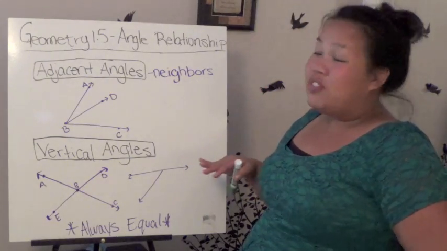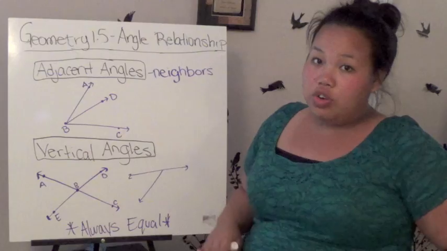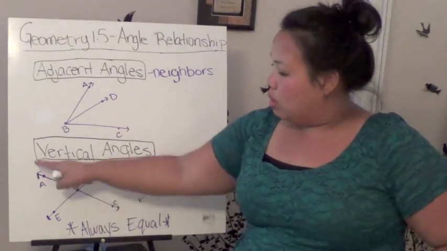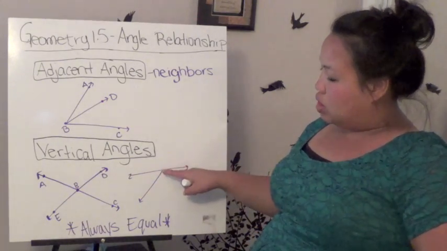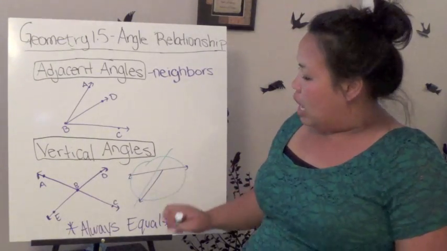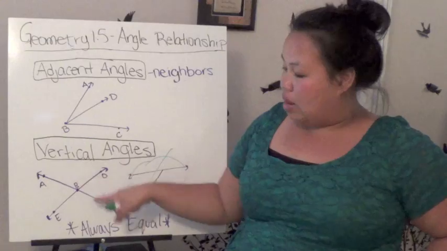Another important term is vertical angles. Now I have two examples here. The definition of a vertical angle are two intersecting lines. This one is two completely intersecting lines. This one has one complete line and then it just intersects. So this right here is not a vertical angle. It has to be two complete lines that intersect at a point.